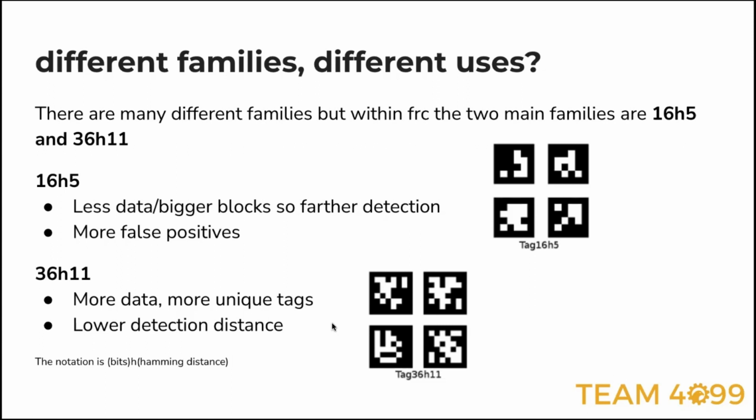So just to go over the notation of how a tag family works, the notation is bits, H, and then Hamming distance. Hamming distance represents how many bits can be flipped until you get a different tag ID, which in this case for 36H11 is 11 bits, and for 16H5 is 5 bits. That information is not necessary. All you have to know is 36 has more bits, which means it's a lot more specific.